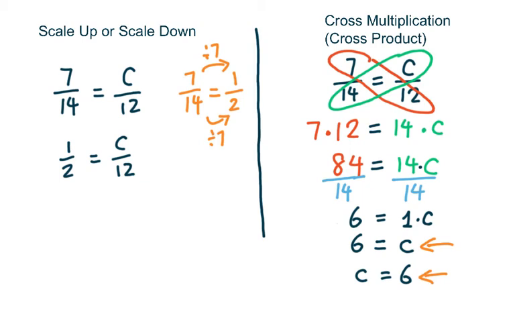We can just scale up. 2 times 6 is 12. So that means 1 times 6 equals 6. And that gives us c equals 6.